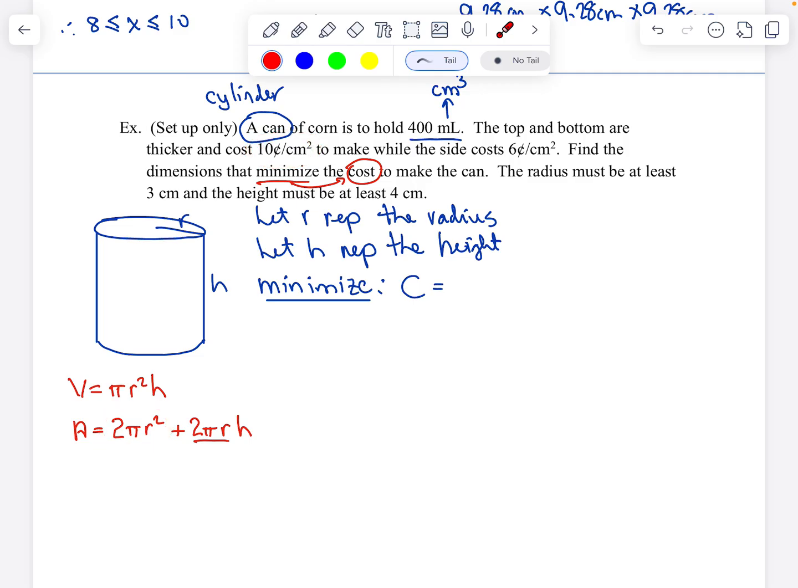cost 10 cents. So in our equation, this shows up by saying it's 10 cents for, actually let's put that in a different color. It's going to be 10 cents for the top and the bottom, and we have to multiply it by the area. So the top and the bottom, 2 pi r squared. To that, we would need to add on the cost of the sides. The sides are going to be 6 cents per square centimeter. So in our equation, that will show up then as 6, and we need to multiply by the area of the side. So there it is. So that's going to show up here now in our equation.